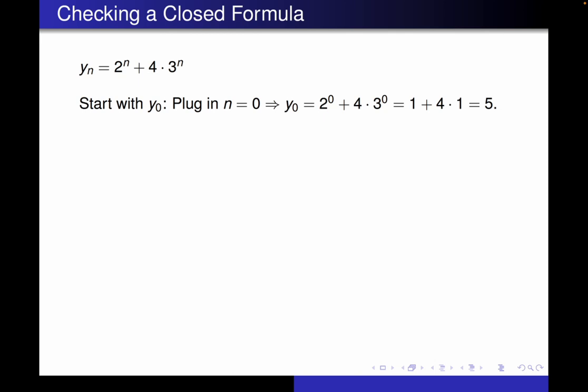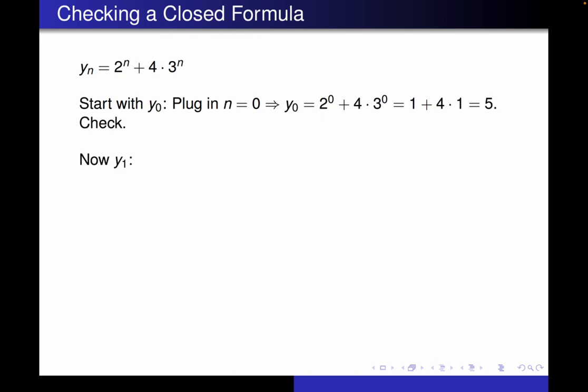So there's our closed formula. Let's go ahead and check. With y0, that's not too bad, because all we're doing there is plugging in n equals 0. And that's an easy thing to do. We get y0 equals 2 to the 0 plus 4 times 3 to the 0. 2 to the 0 and 3 to the 0 are both 1. So we get 1 plus 4 times 1. That's easy to compute. That's equal to 5. And that's what we wanted it to be. y0 in our original definition was equal to 5. We plugged in 0, we got 5. So that's consistent. So check.